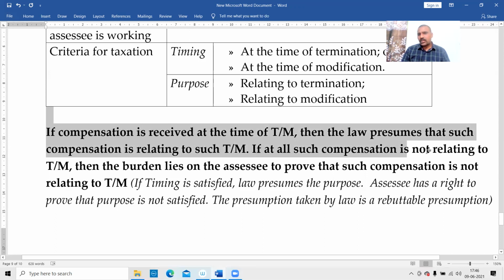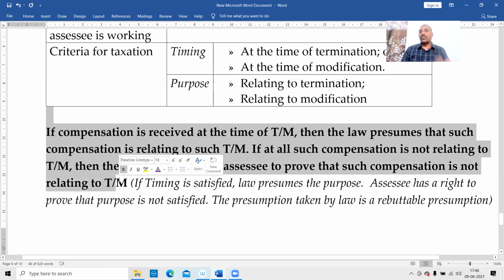If such compensation is not relating to termination or modification, then the burden lies on the assessee to prove that such compensation is not relating. To escape from section 28 clause 2, this is the point: if the timing is satisfied, purpose is presumed, and you have to rebut the purpose. Therefore the burden lies on the assessee.